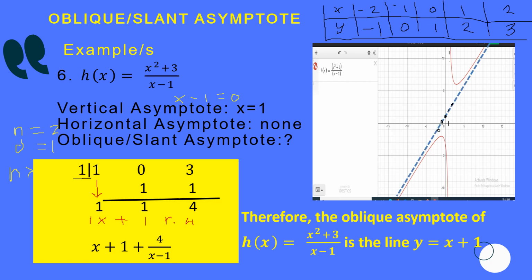So, ipa-plot na natin yung line. Ayan po yung ating slant asymptote. The oblique slant asymptote. Okay? That is what we call oblique or slant asymptote in the given function in number 6.